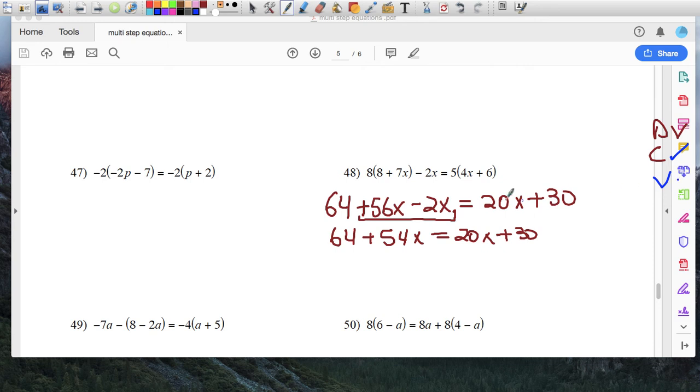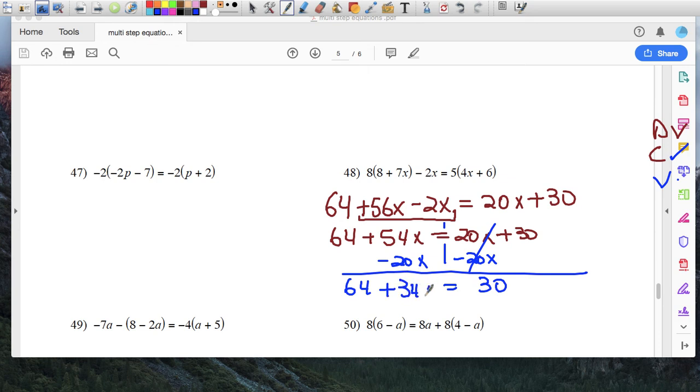So let's take care of a variable. Let's get rid of the 20x, minus 20x. That side, and minus 20x on this side. These two go out. 30 comes down. 64 also comes down. And 54 minus 20 is just simply positive 34x. Here's a variable times 34 plus 64 equals 30.